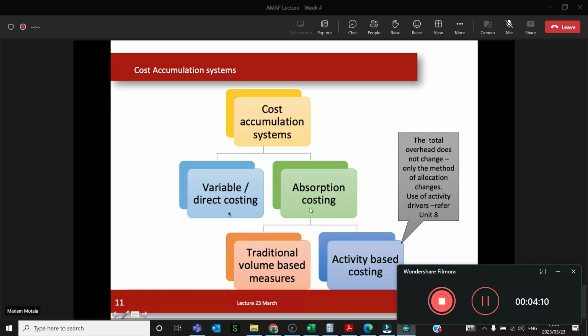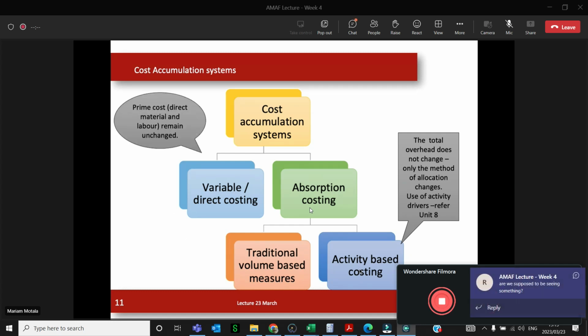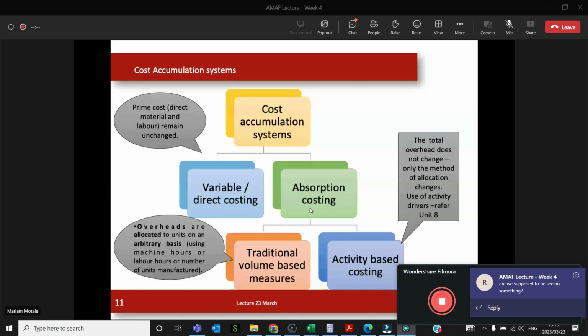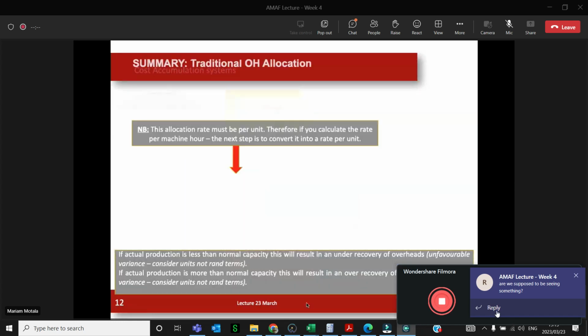Now, our cost accumulation systems, which build up to Unit 4, so we need to understand the difference between variable and absorption costing. That differential is simply the treatment of indirect cost. Those manufacturing costs which are indirect, how do we treat them? In variable costing, they become a period cost, and in absorption costing, they become a product cost. And then, of course, traditional versus activity-based costing is simply a mechanism that we utilize in terms of the allocation of those indirect costs at the end of the day. So it's important that you understand this very, very simply.